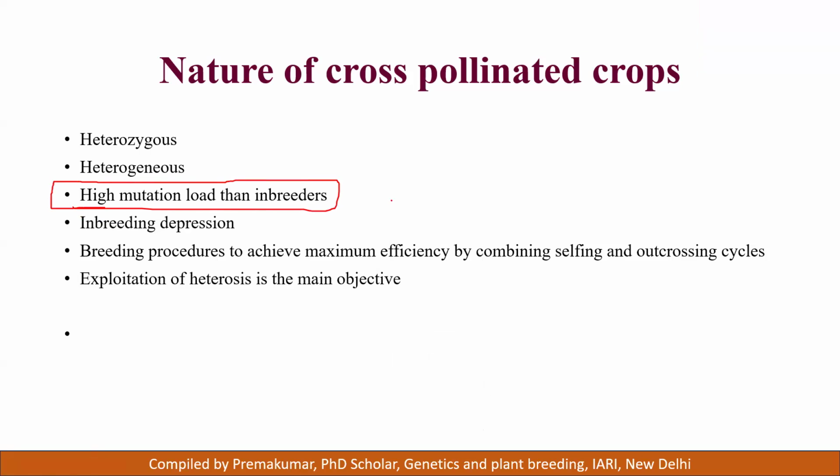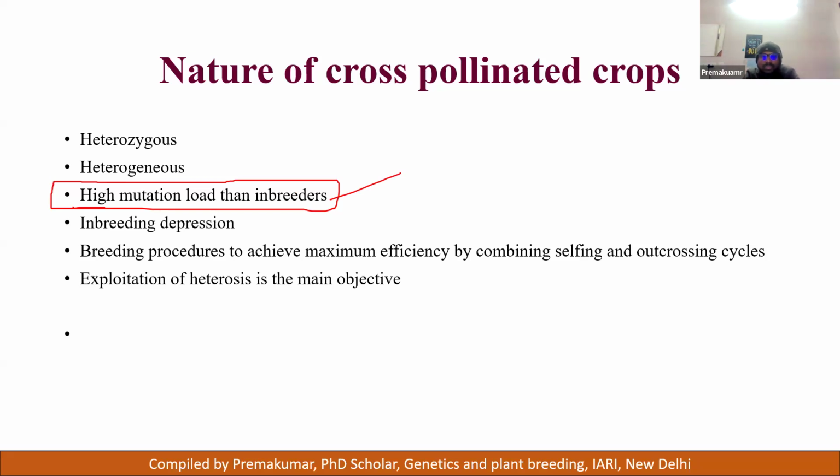Sir, in cross-pollinated crops, the recessive mutants exist in the population, sir. Whereas in self-pollinated crops, they already get exposed to natural selection and they will get lost from the population, generally. That is the reason for the high mutation load compared to the inbreeders.